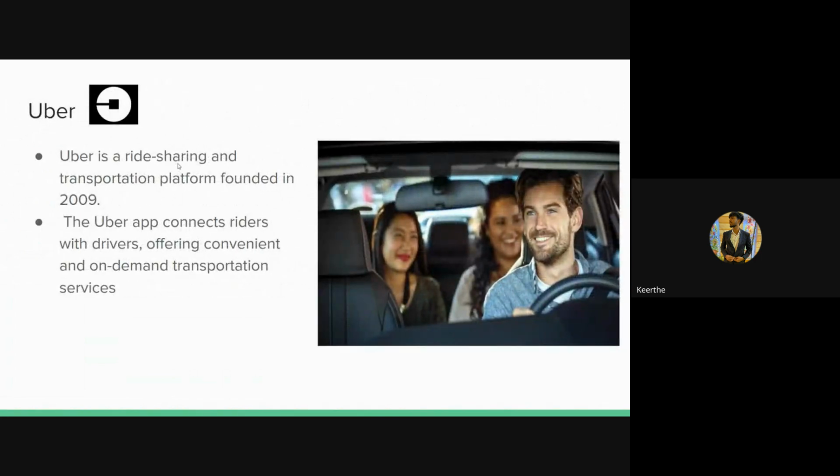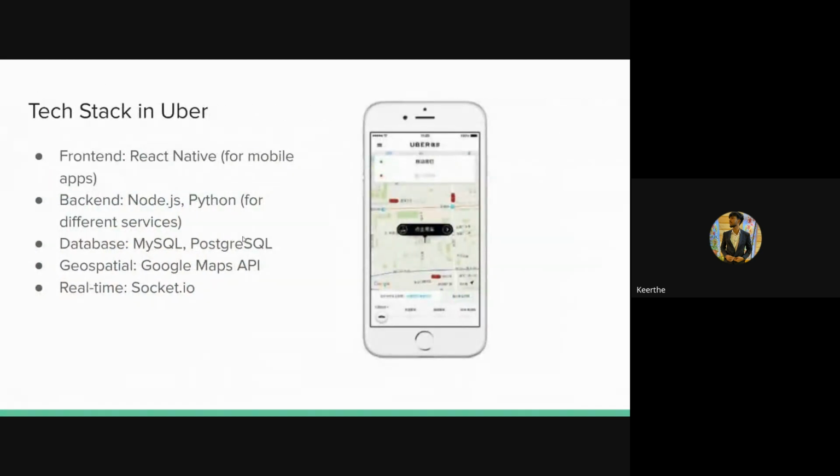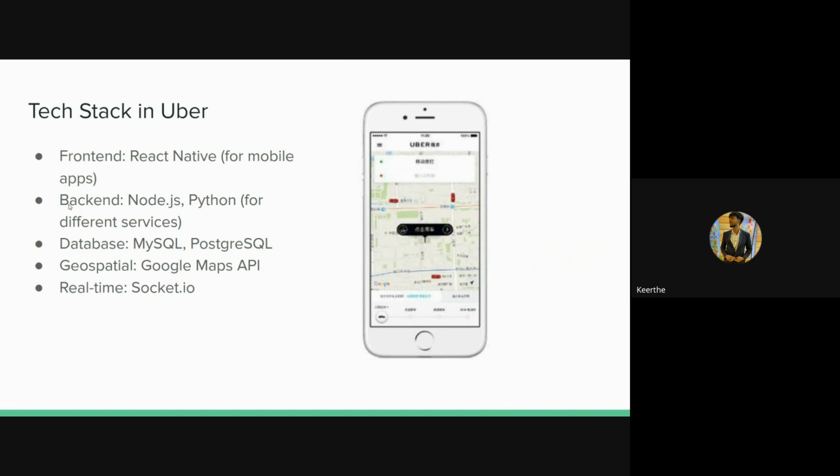Uber is a ride sharing platform which connects the riders and the drivers to get rides and go from one location to another. It was invented in 2009. What is the tech stack used in Uber? For the front end Uber uses React Native, and for the back end it uses Node.js and Python. Most mobile applications use React Native. Database is MySQL and PostgreSQL.